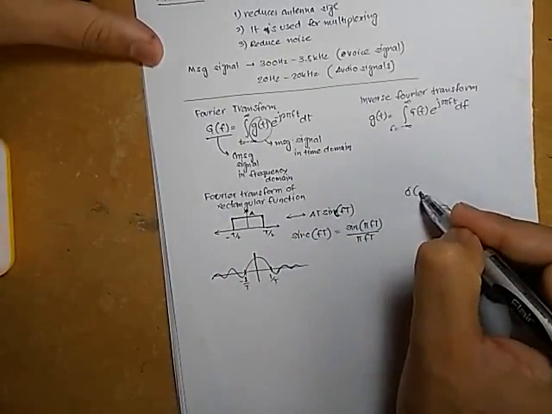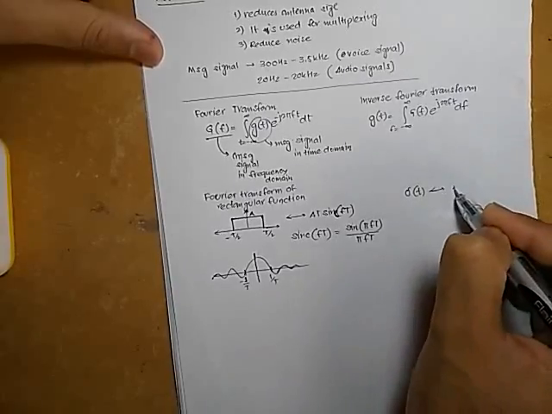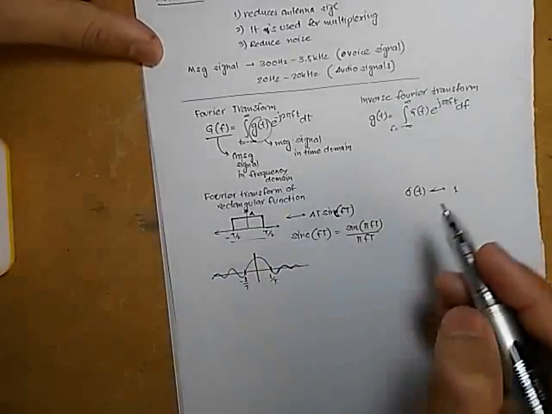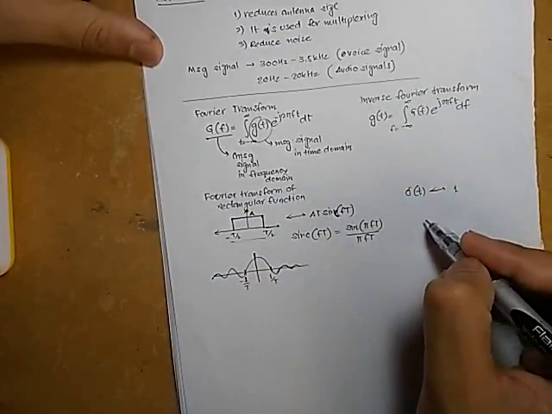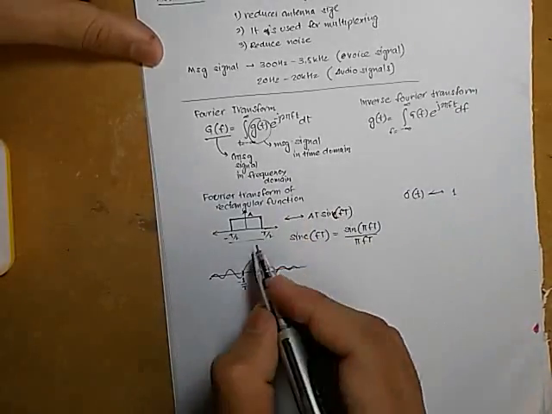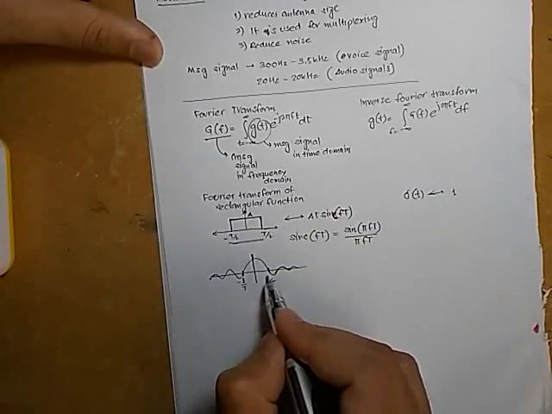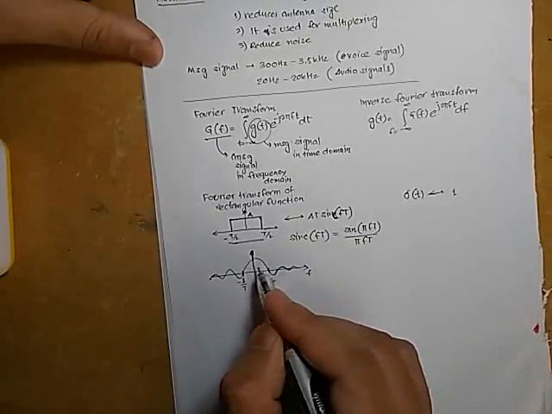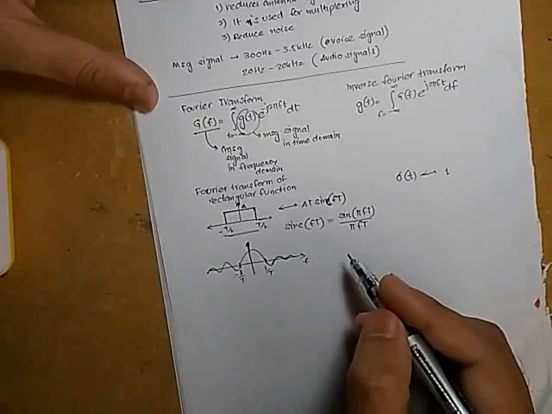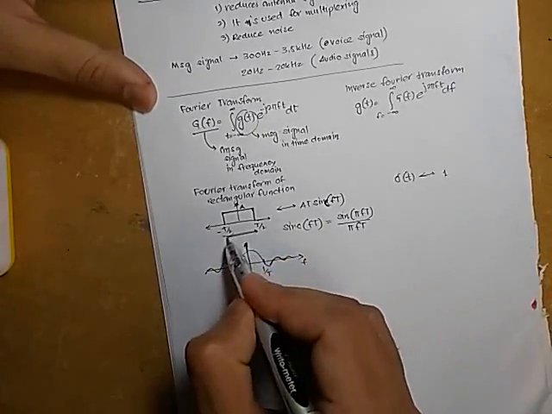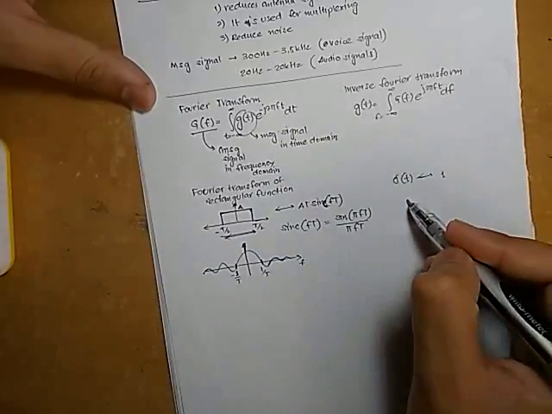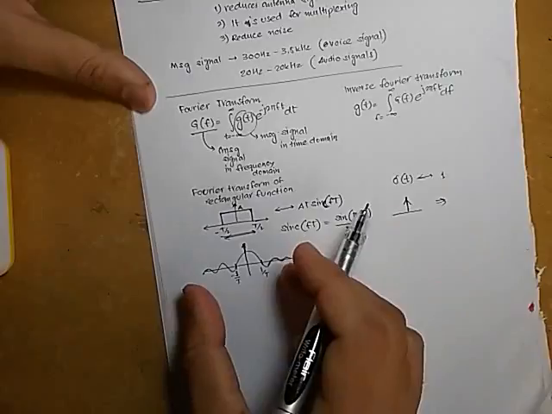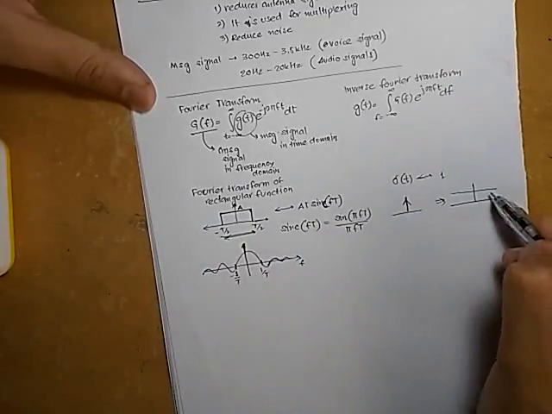Now the Fourier transform of delta of t is 1. This we can deduce from this rectangular function, because the width of the rectangular function is inversely proportional to the width of its Fourier transform in frequency domain. So if we go on reducing the width of this rectangular function, the lobe will become larger and larger, so it will resemble this.